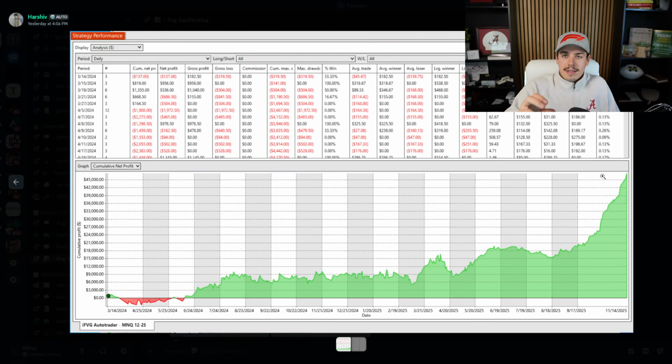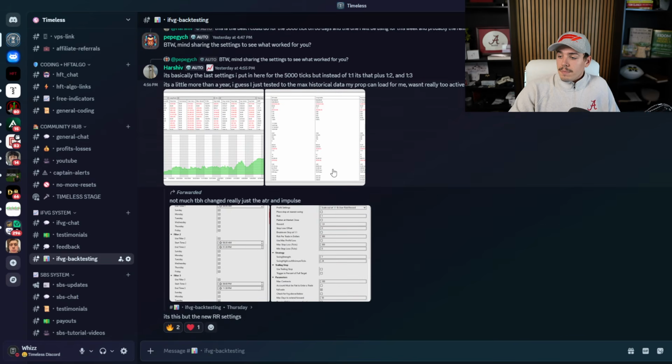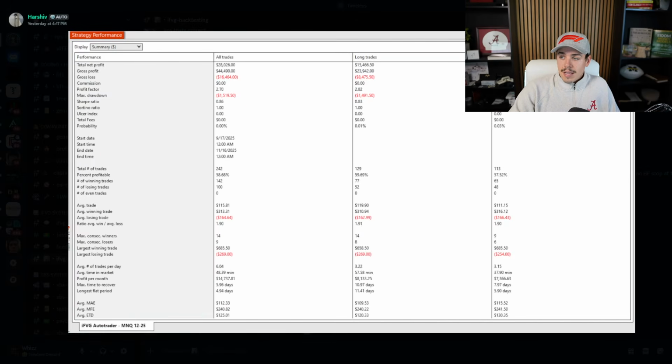Find settings that work in this market. Last year's market is completely different to this year's market, right? So find something that works now within the last couple months and see if we can use it going forward. You don't really need to find something that works a year ago because the market moved very differently a year ago than it does now, right? But just showing you that it does work, right? Almost $50,000 in profit with this setting here. And yeah, everyone's just in here collaborating, right?